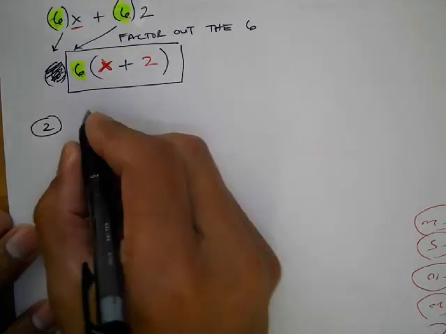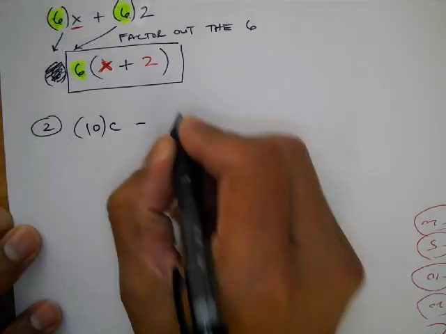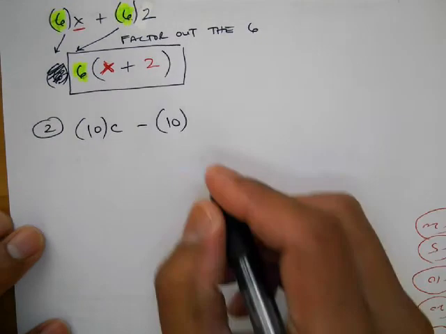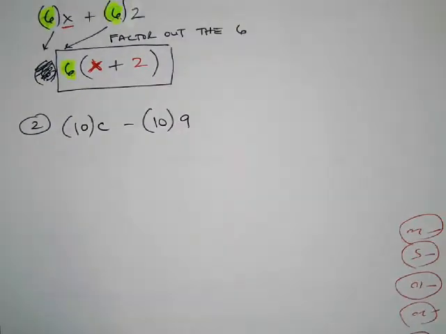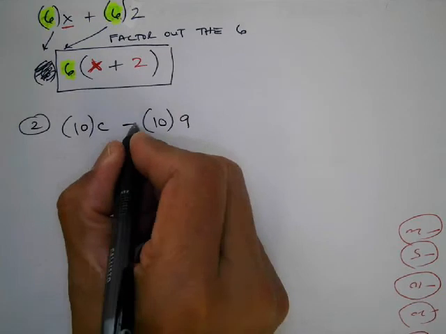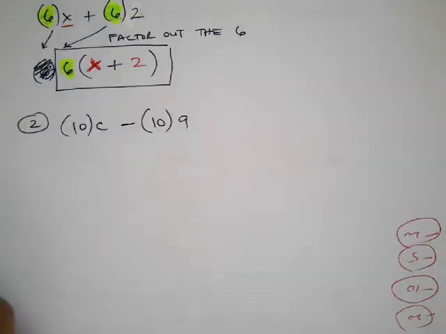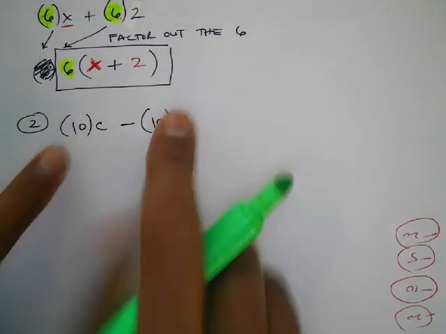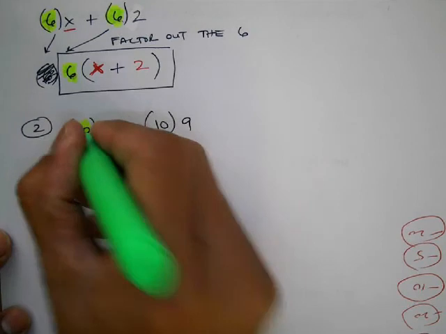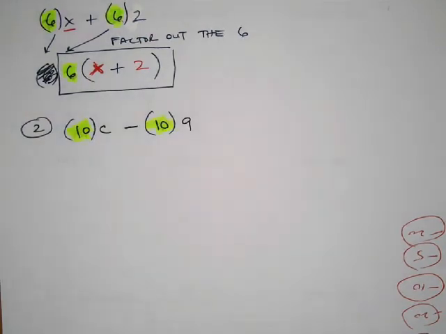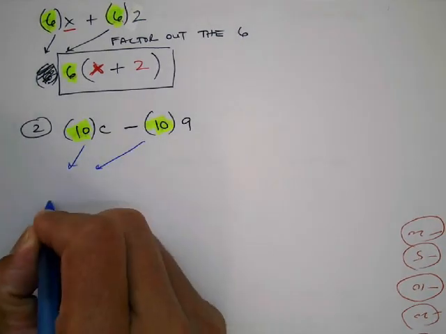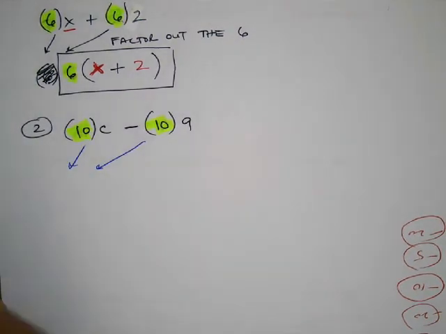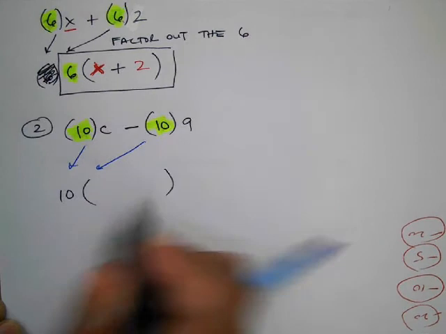All right, let's look at some more. Number 2. What if you have 10c minus 90? You can see when you write it what's going to be in common. I've got this part minus this part. What's common in both parts? The 10. The 10 is your common factor, right? So you're going to factor it out. We say that it gets factored out and written in the front. All right, we factor out the 10.